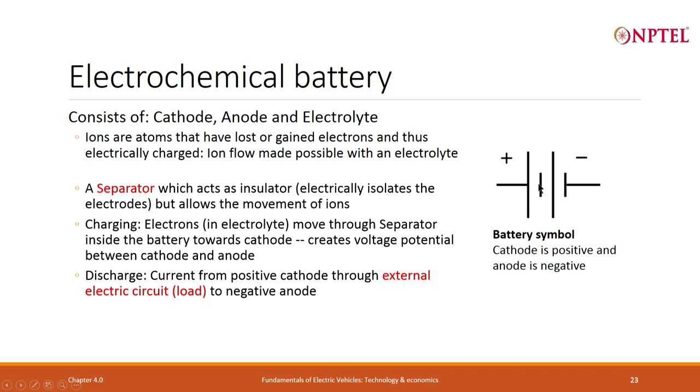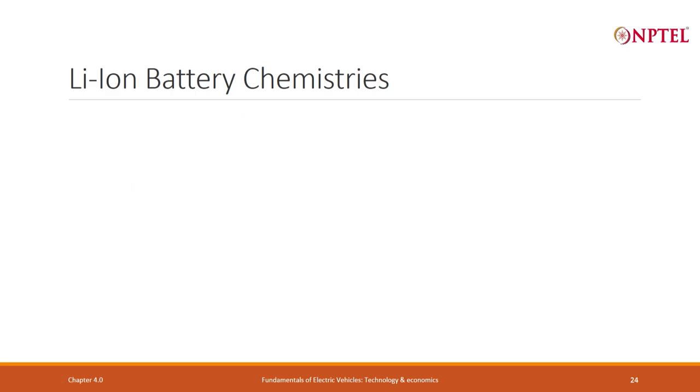So, there is a separator which separates out the positively charged cathode and negatively charged anode. So, in charging, electrons move through the separator inside the battery to the cathode, and then it gets positively charged. During discharge, the positive current will flow from here to here, electrons will flow from here to here. So, that is what happens. This is the way an electrochemical battery works.